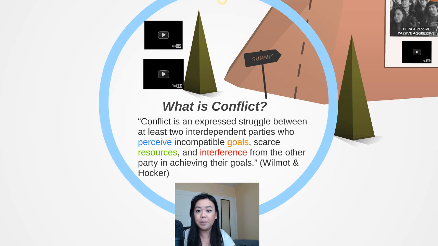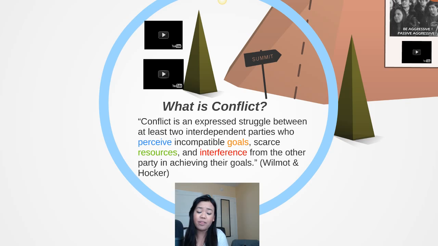The second line, between two interdependent parties, is a throwback to our very earlier chapters, in chapters 1 and 3, when we learned about the self, when we learned about self-disclosure, when we learned about interdependency, meaning that we don't just create relationships with anyone, we create relationships with people with whom we have interdependence. So we need them for something. We have them for something.